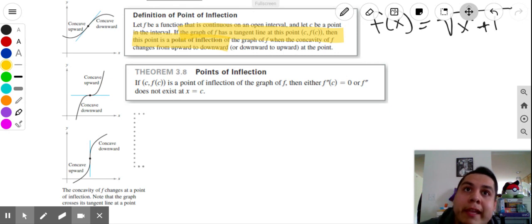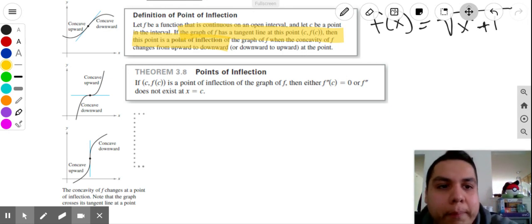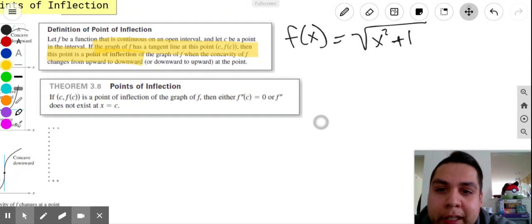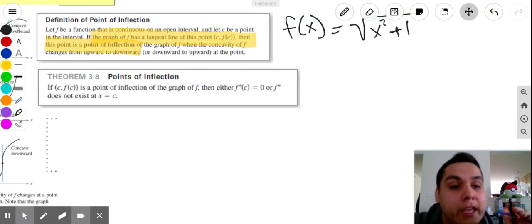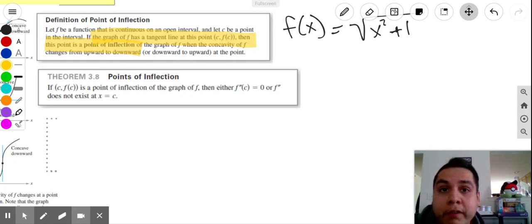So I want to make an analogy to help you make sense of the new vocab that's been thrown at you. If you're okay with what we did last week, this should be a very easy analogy to make.